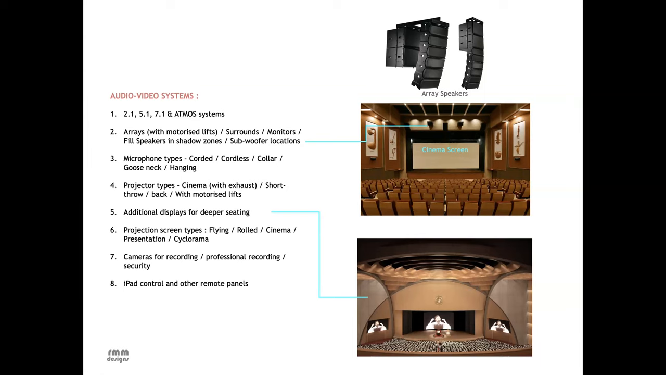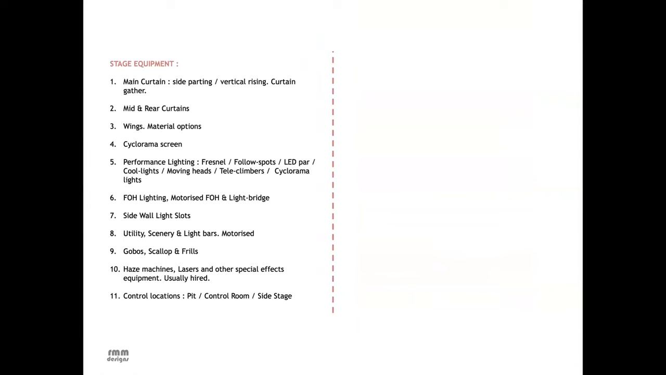And with today's time, of course, you can have the entire control of all these systems on any tablet or iPad if you require. Stage equipment, we have seen most of these components. You've got the main curtain, which can either be side-parting or vertically rising. So if you don't have space on the side to gather the curtain, you can also have the curtain which rises vertically, which is known as an Austrian type. Mid curtains, we have spoken about, rear curtains, also wings is the side kind of partitions which you have at the side of the stage. Cyclorama screen is the screen at the back of the stage.